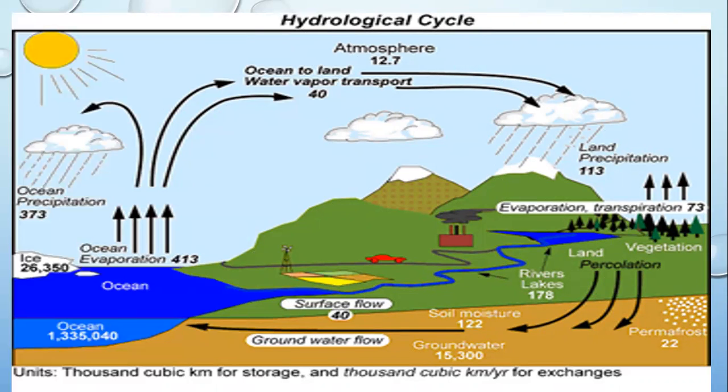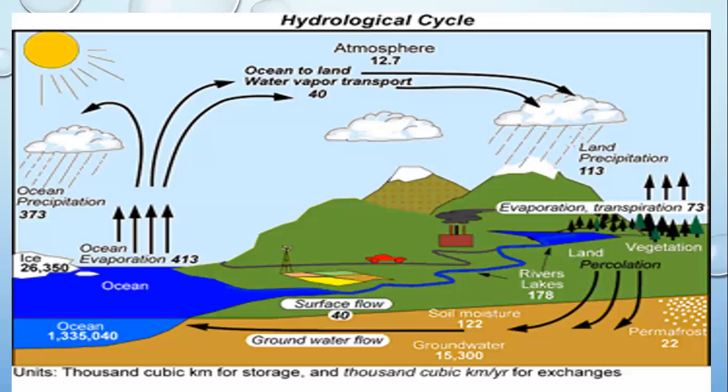When it reaches a higher level, the water vapor condenses due to cooling. The condensation effect is also given over here, and this cooling changes it into minute water droplets. This droplet forms and falls from the cloud as rain. Here on the left side you may see ocean precipitation rain, and on the right side you may see the land precipitation rain.